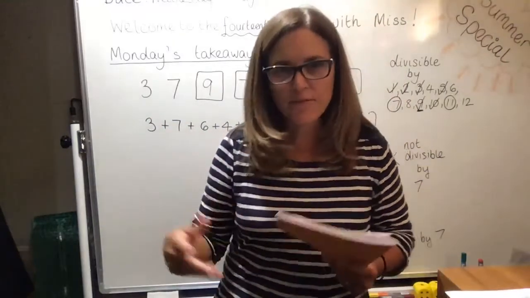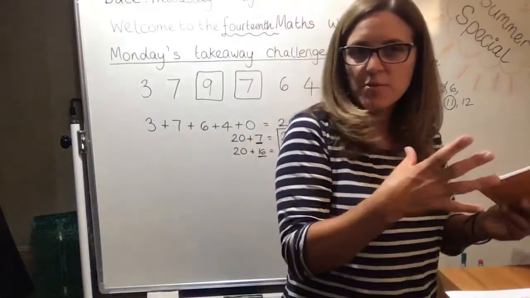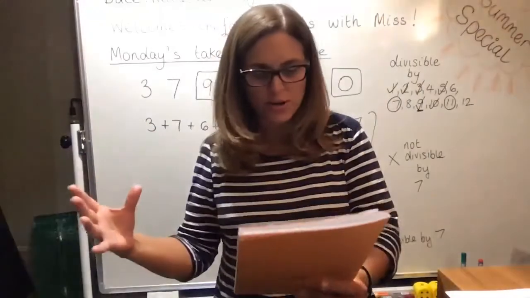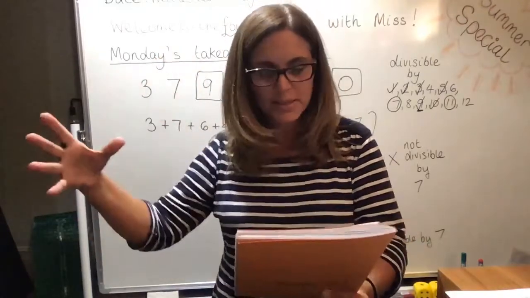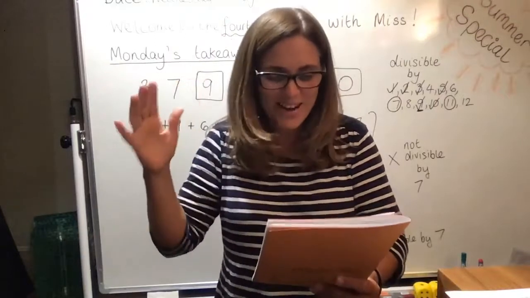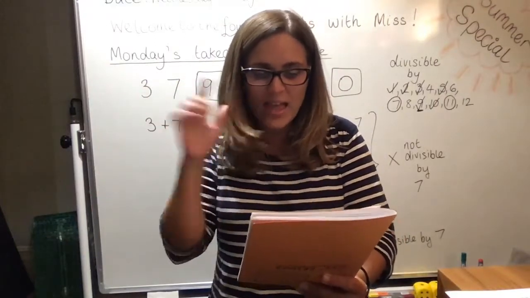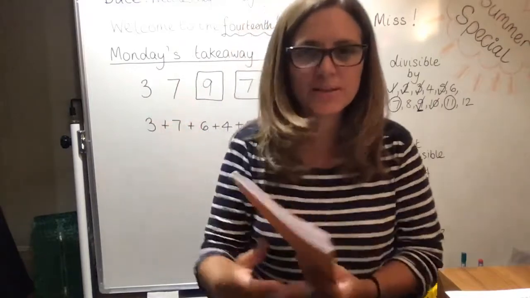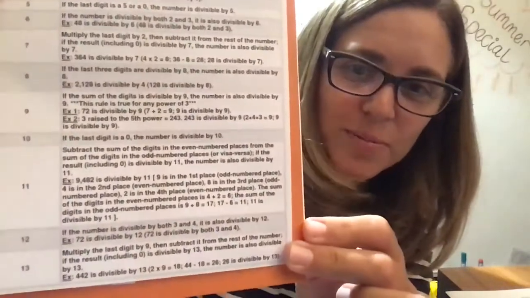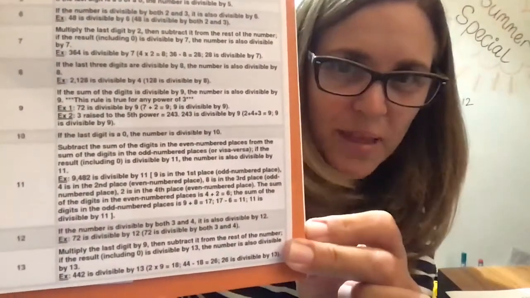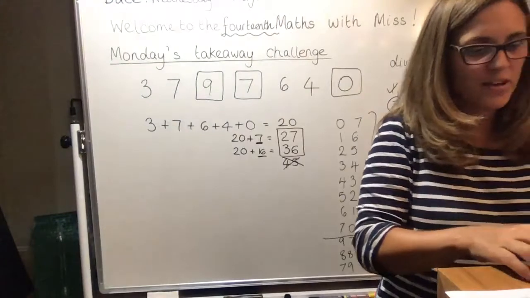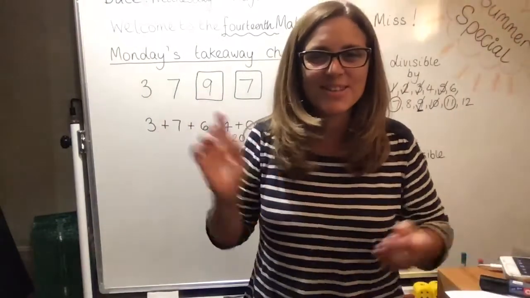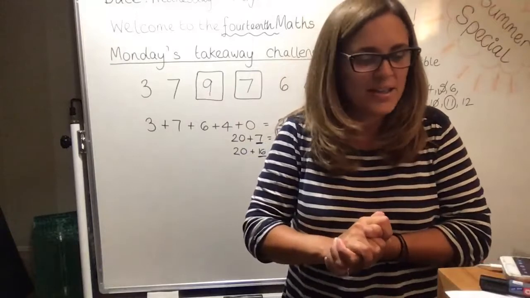So, and then there's one for the 11 times table as well, where you have to take the sum of all the even numbers and the sum of all the odd numbers, and then you have to subtract the sum of the digits in the even number places from the sum of the digits in the odd number places. And then if the result is divisible by 11, then the number is also divisible by 11. So there you go. I don't know if you can read that. As I say, I'll try and pop it on the Facebook page. So very comprehensive and a little bit mind-blowing, particularly past halfway through your summer holidays. But there you go. That is the solution to Monday's takeaway challenge.